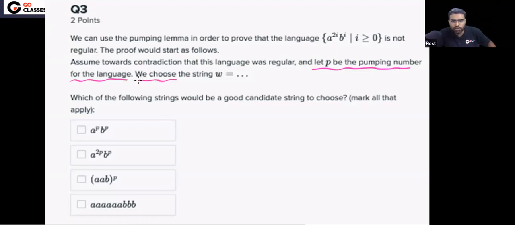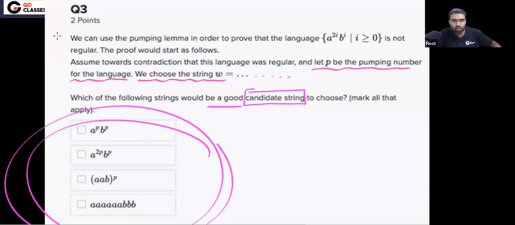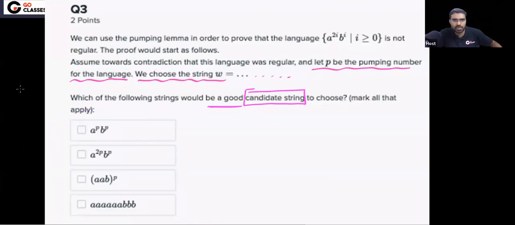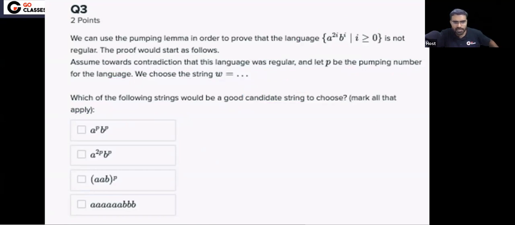Then we choose the string. So this complete thing is not given. Now you tell me, which of the following strings would be a good candidate string to choose? Which strings will help you prove that this is non-regular? This is what the question is asking. Did you understand the question?